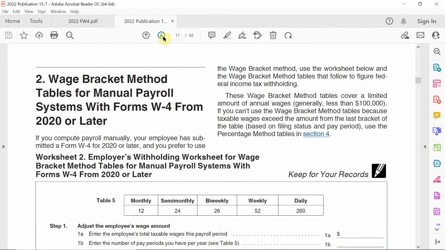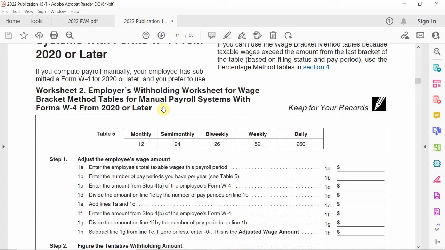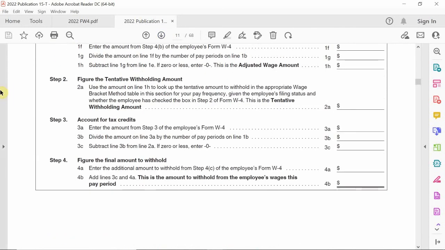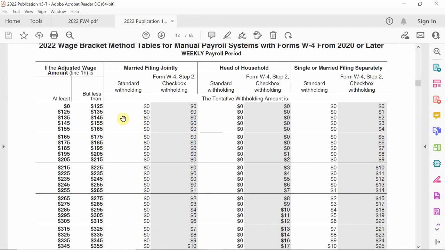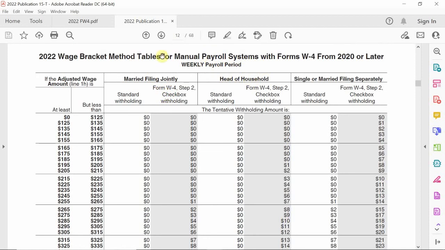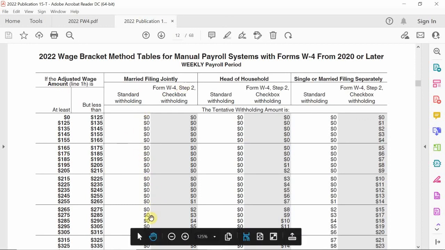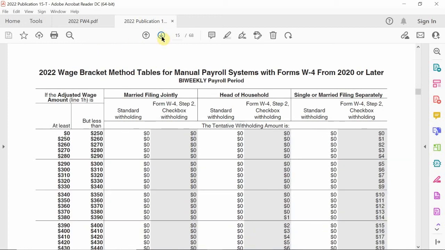Once again, I talked to you about the bracket method. We are not going to do it, but I'll explain why. If you actually go through it, it gives you the direction on how to calculate all your numbers. Literally, you take a look at how much money you earn, your filing status, and what your payroll system is. So if you're weekly, you look at how much you're making, you look at your filing status, and you literally just go down the table until you find the number that you're looking for. Too easy, so I'm not going to show you that one. I'm going to show you the percentage method, okay?